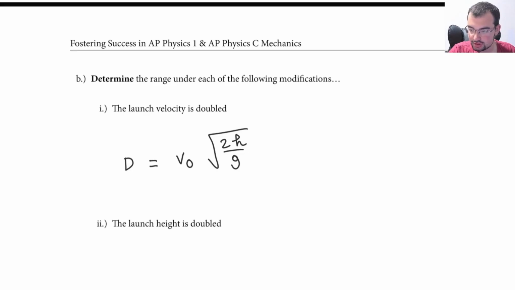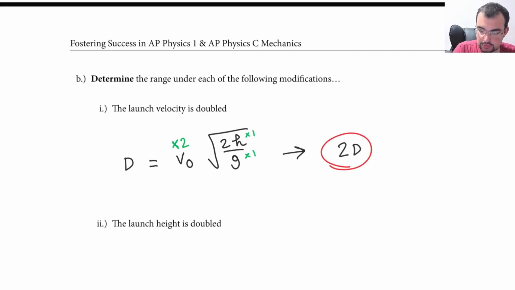So I call this the multiplier method, where you just put little multipliers above all the things that are changed. So here we're doubling the launch velocity. So this is a times 2. And then I'm not changing anything else, so I'm putting a times 1 there, although I usually don't write that if it's not changing. So what happens here? Well, the v is linear, so there's nothing weird happening to this times 2. So I have a times 2 in front, and then nothing here is changing because it's all multiplied by 1. So this means that the range will double, 2d. Right, my net change would be a times 2 multiplier.